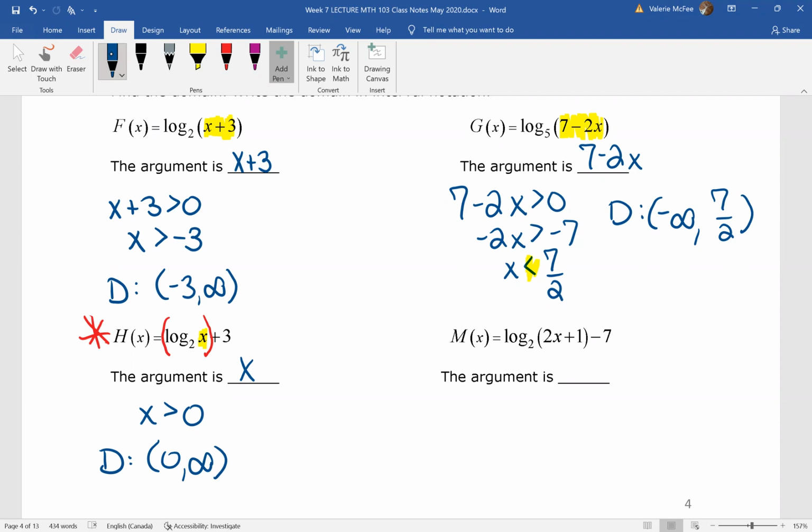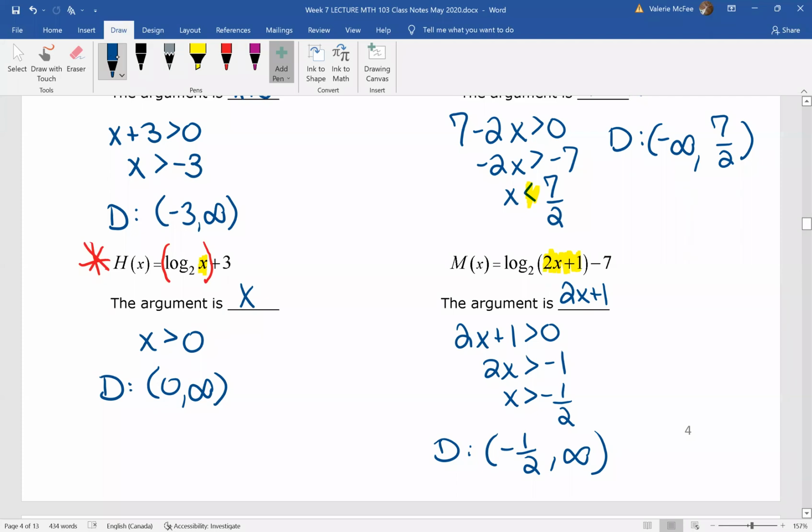Find the domain for the m of x. So we see the domain here, -½ to infinity.